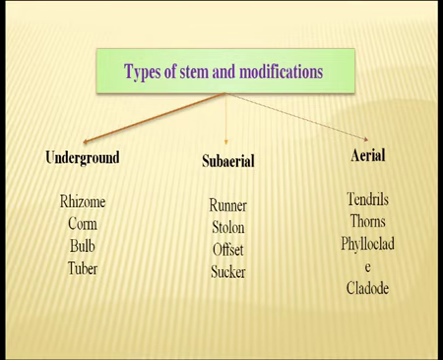Underground is the one which stays below the soil. Subaerial is the one which sometimes is in air, sometimes goes under the soil, and aerial is the one which stays in the air. So, they can be tendrils, thorns, phylloclads and cladodes. I will show you pictures of certain modifications in the coming few minutes.